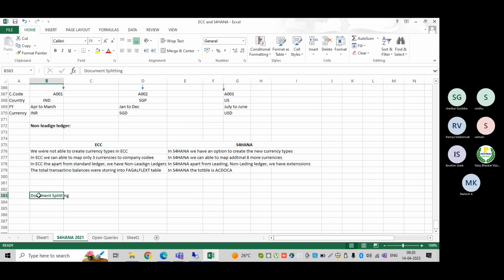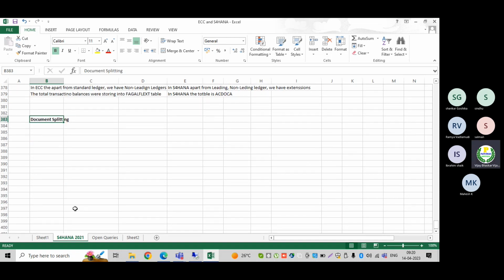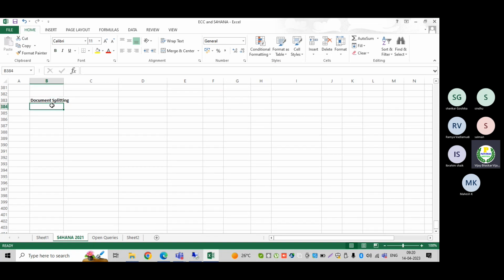Then the concept of document splitting. What is meant by document splitting? I was trying to explain it in ECC itself, but I was unable to enable the document splitting functionality in the ECC system due to some technical error. Now let me explain document splitting.